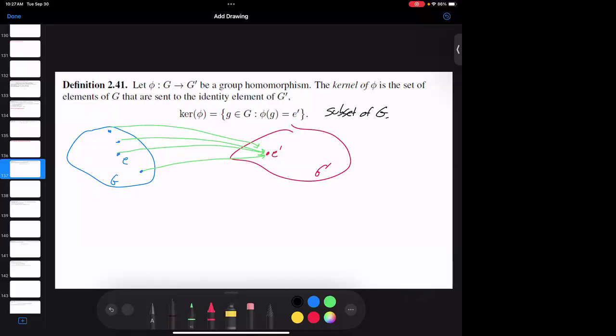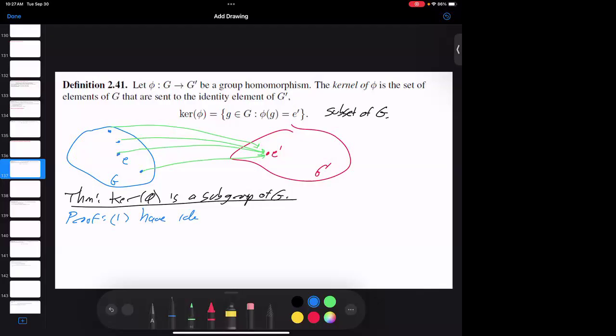So let's do this as a theorem. The kernel of phi is a subgroup of G. So we need to show a bunch of things. So the first thing is, do we have the identity? So one, we have identity. As we know, phi of e is e prime. We need closure.